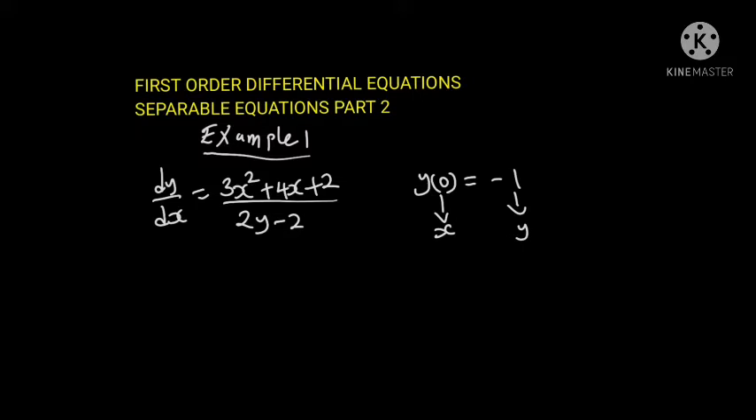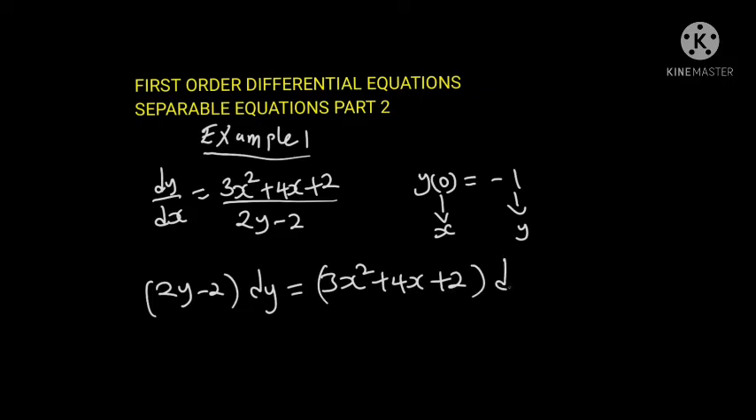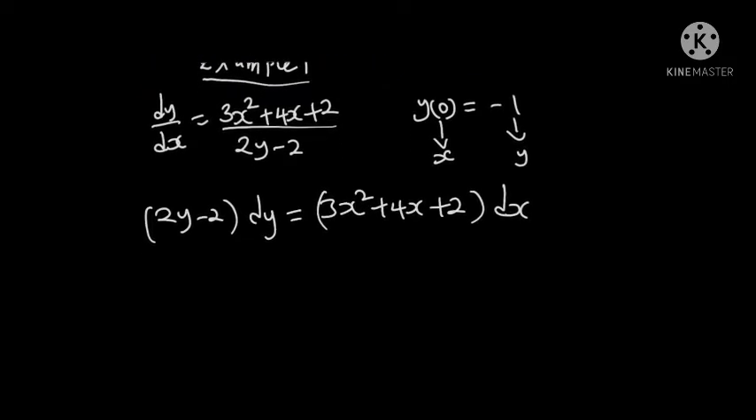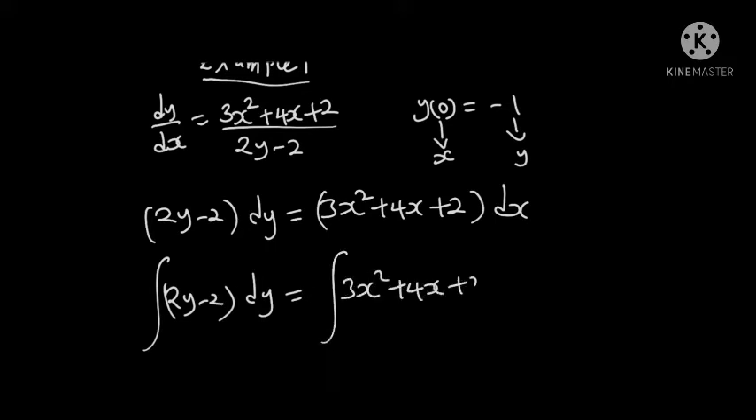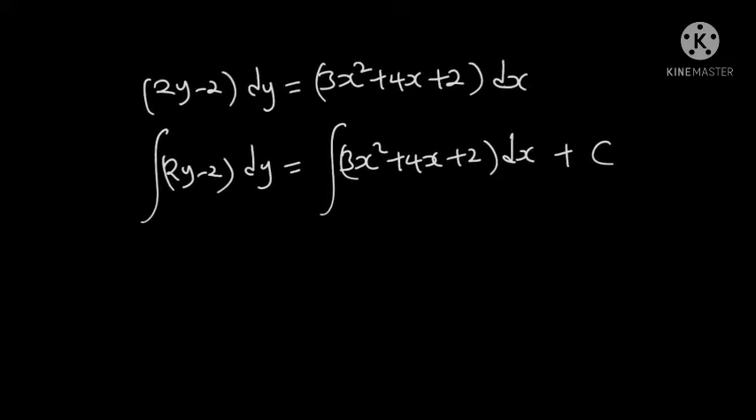Now let's separate the variables. 2y minus 2 dy equals 3x squared plus 4x plus 2 dx. We can now integrate both sides to get the answer. So we have the integral of 2y minus 2 dy equals the integral of 3x squared plus 4x plus 2 dx plus, of course, a constant of integration.